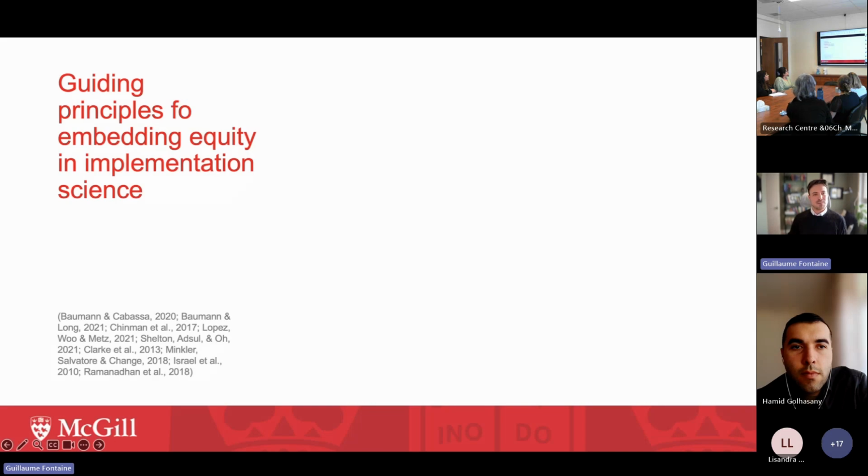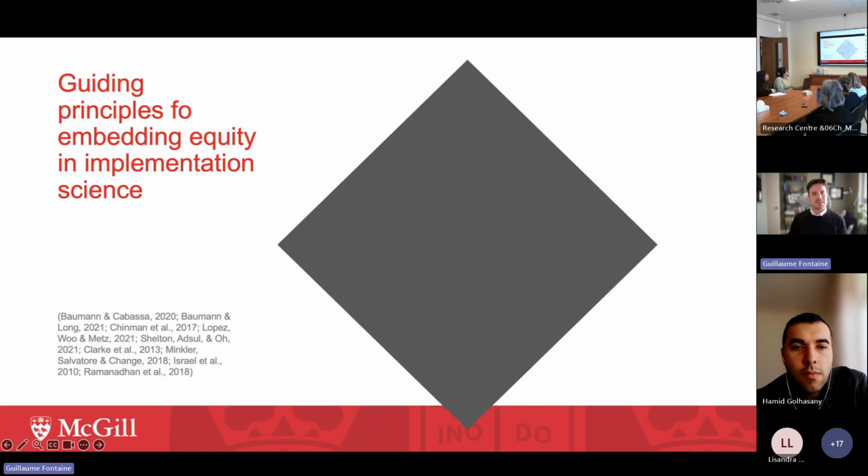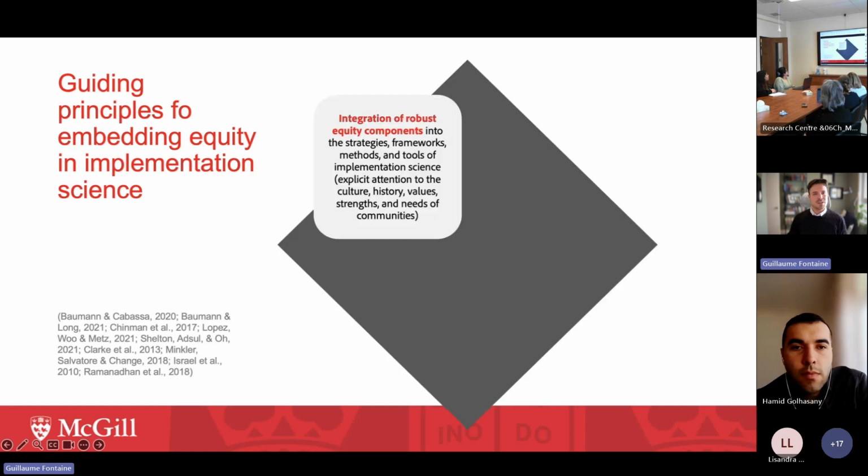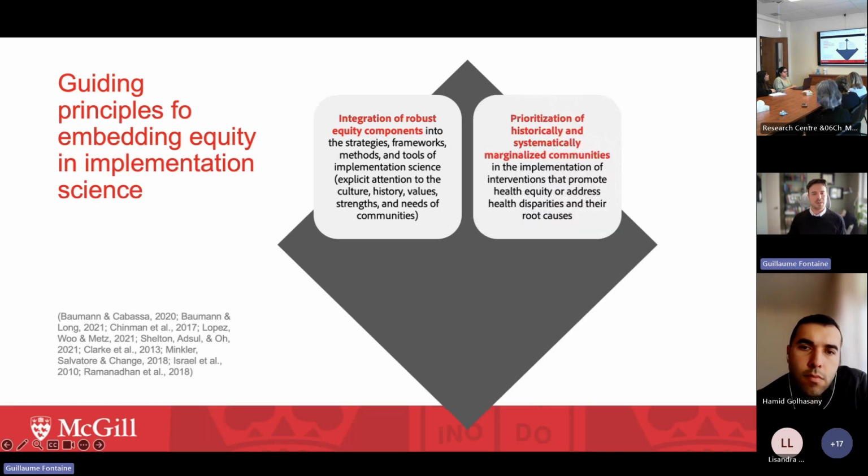So some guiding principles for embedding equity in implementation science. I would say that the first one is thinking about those tools that we use. I'm going to present a few examples. With the frameworks that we use, the methods that we use, there's an explicit attention to the culture, the history, the values, the strengths, and the needs of the communities that we're working with. So this is potentially the first guiding principle.